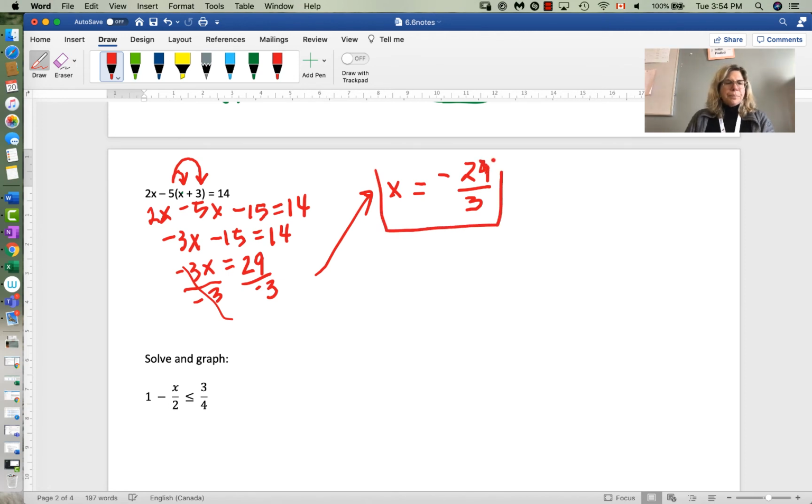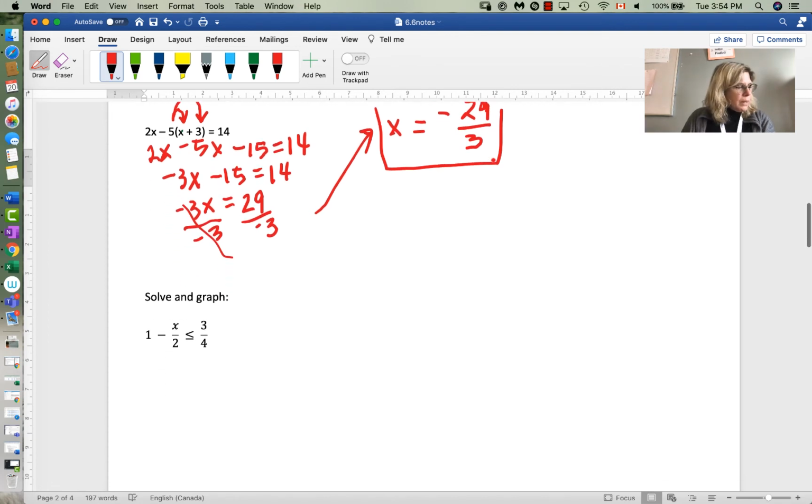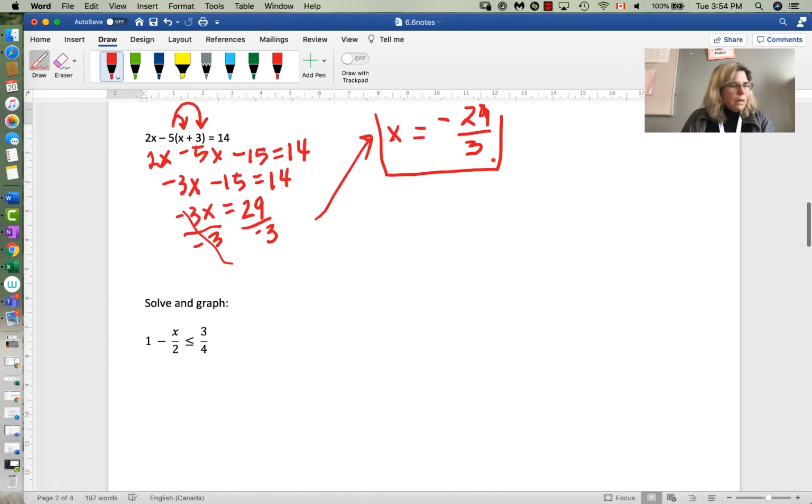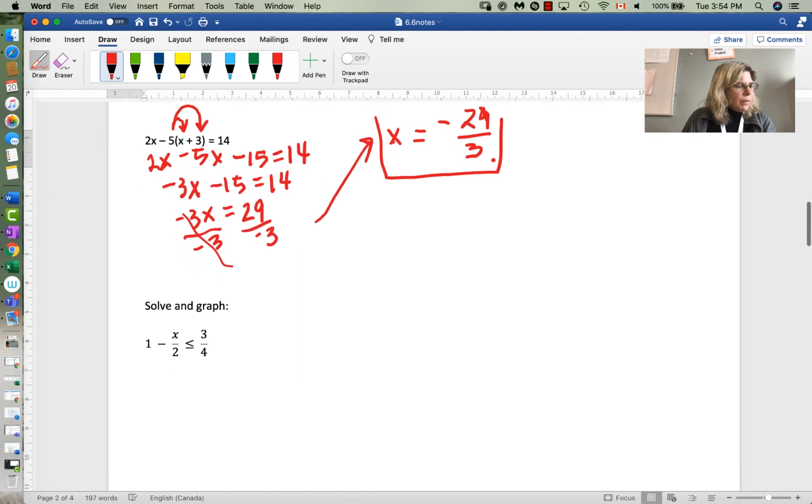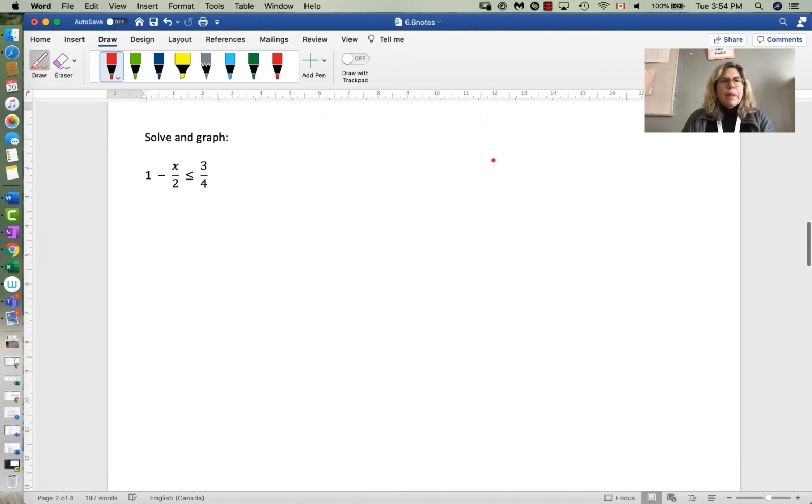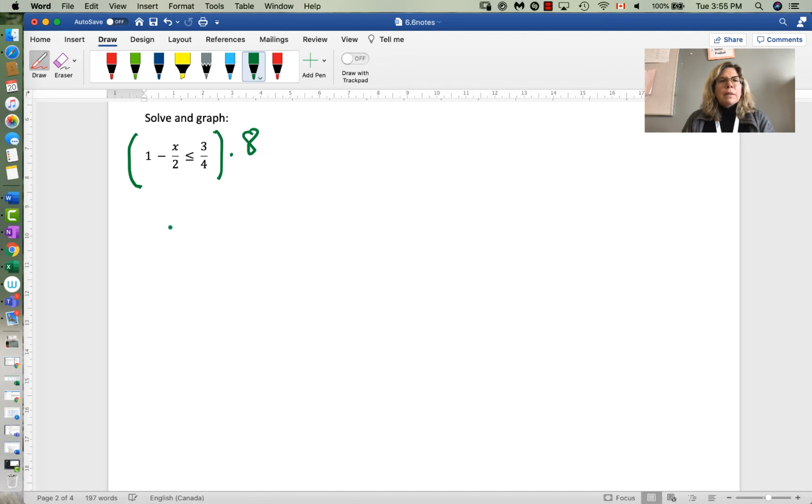Okay. The next one is solve and graph. So, I'm going to change colors because I want to. 1 minus x over 2 is less than or equal to 3 over 4. Well, I'm going to multiply this to get rid of the fractions. So I'm going to multiply it by 8.